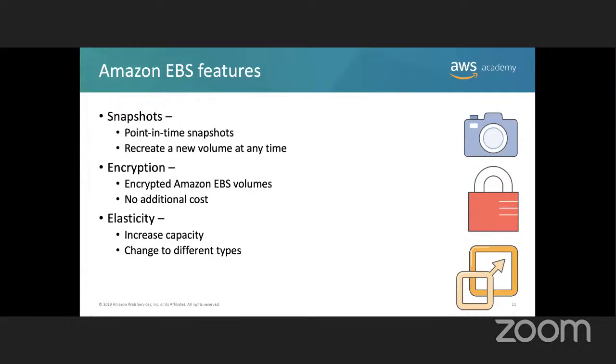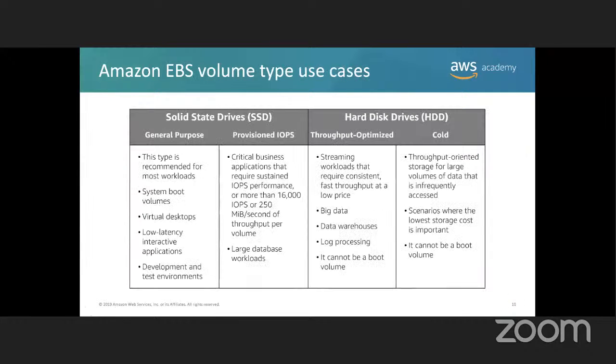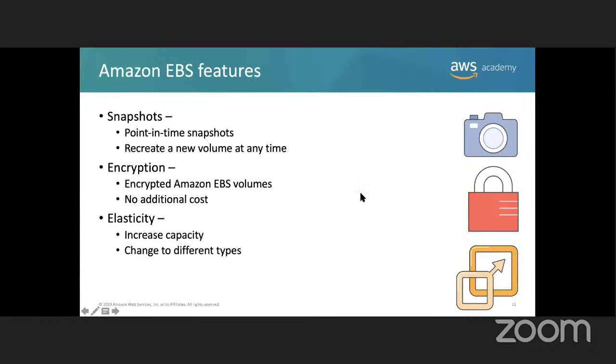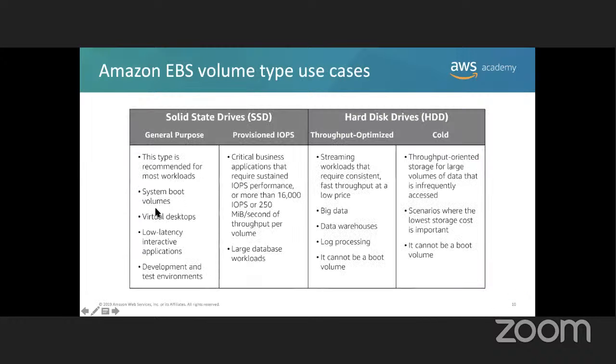Now, there are some features of Amazon EBS, and I will show you later how to do that. You can have snapshots. You can create a new volume from the snapshots, right? You can encrypt the volume when you create the EC2 instance, or you can create an encrypted volume from a non-encrypted volume. That's possible too. There's no additional cost when you encrypt the volume, right?